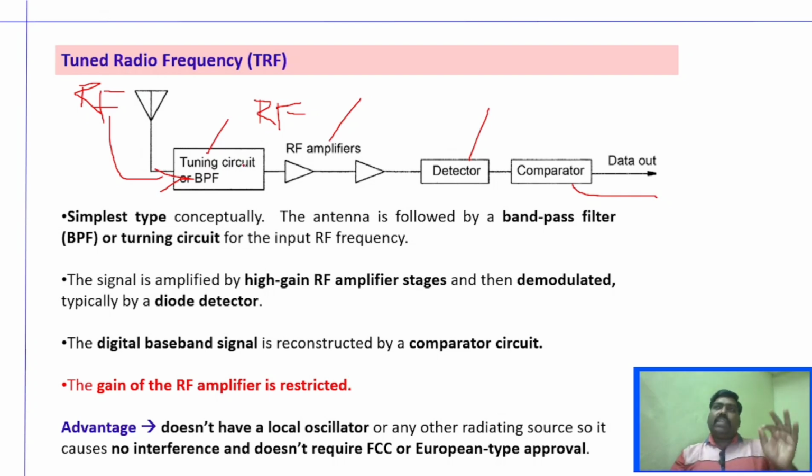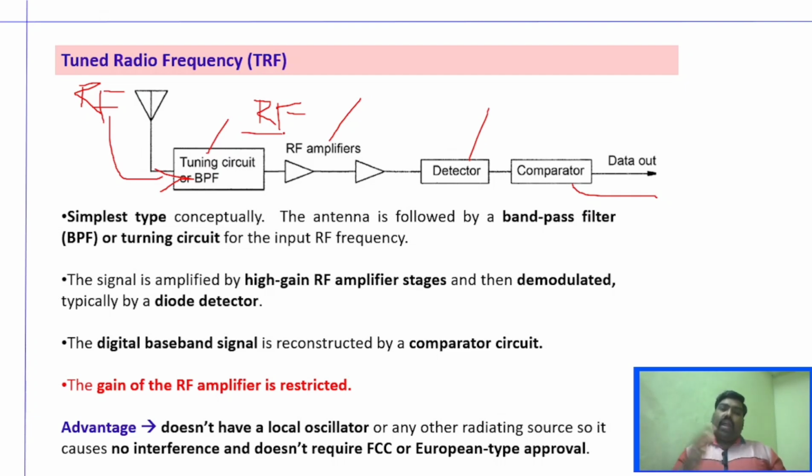So the first part is the tuning circuit. The tuning circuit will have an inductor as well as capacitors, or else we can also use band pass filters, which will allow a certain range of frequencies. And once it is done, the tuned signal is sent to the RF amplifiers.